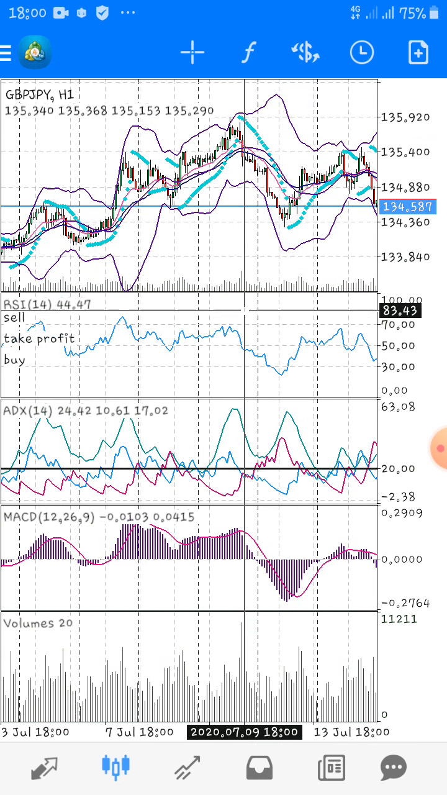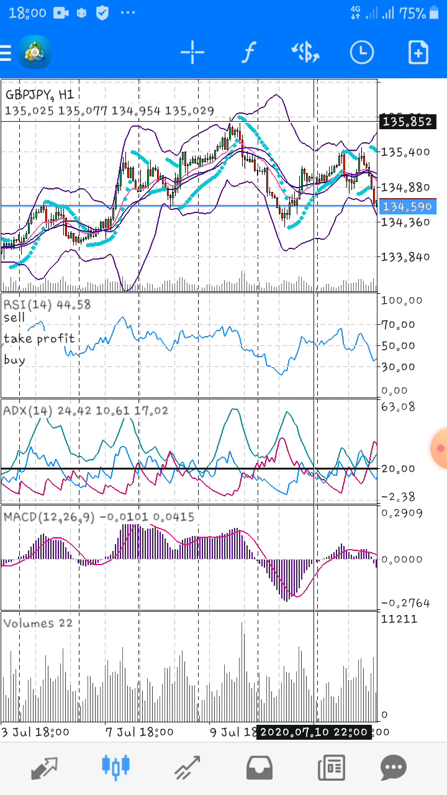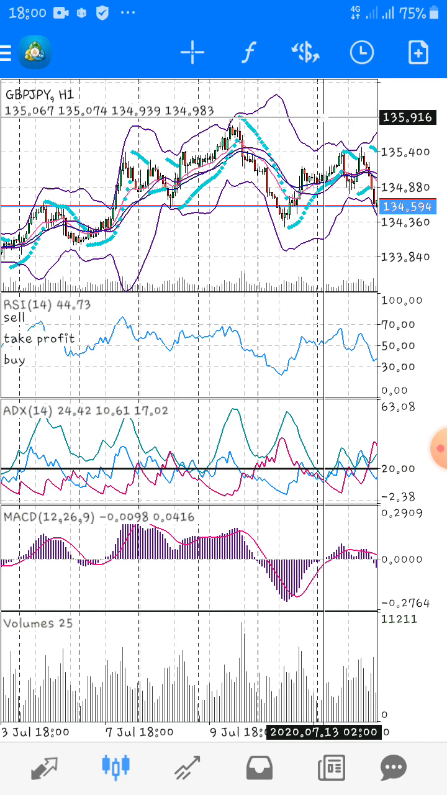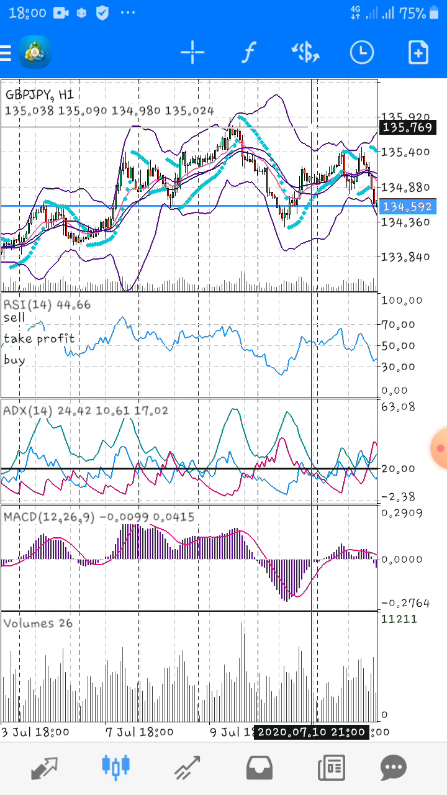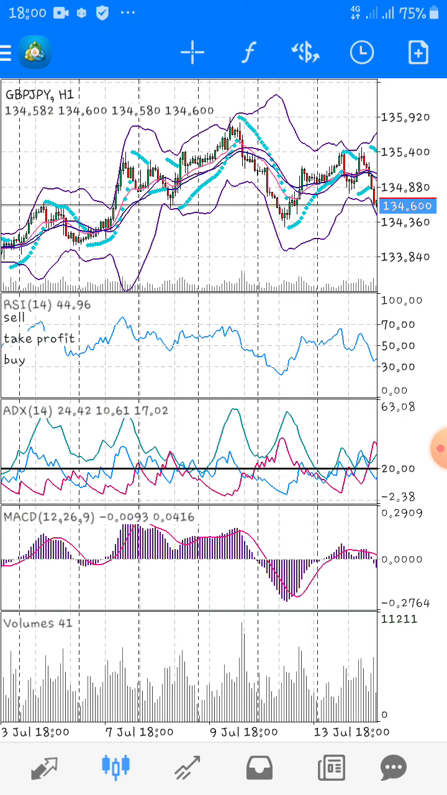And this is another example for sell. Just enter on the confirmation, then put the stop loss above the candlestick. So that's that about the strategy.